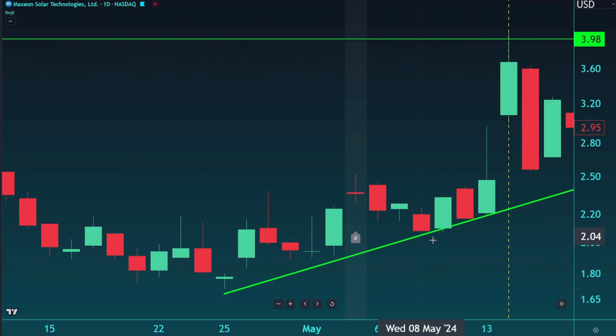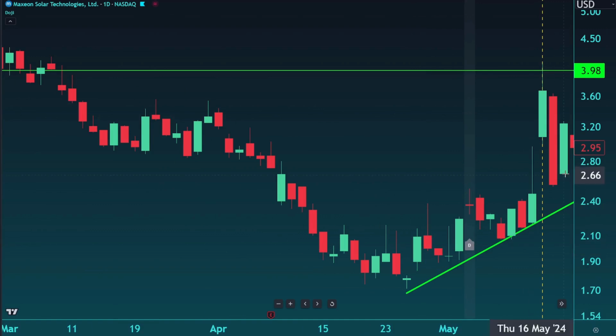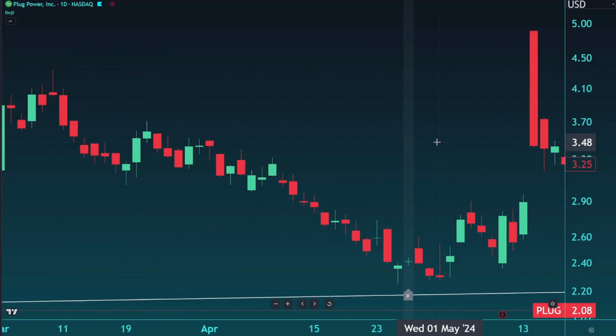We would have seen a breakout right here, and it would be the confirmed trend reversal, but it didn't happen. So right now we're going to go to another stock. We're going to go to Blue Power to see more examples.